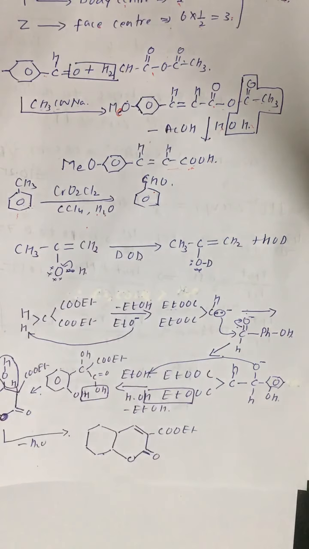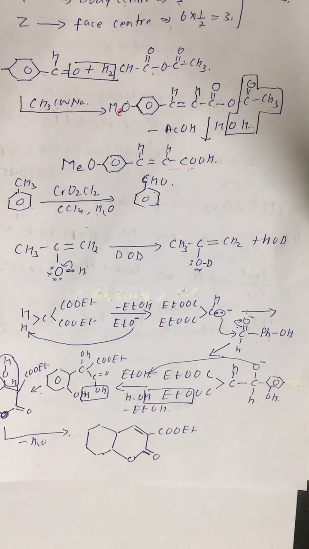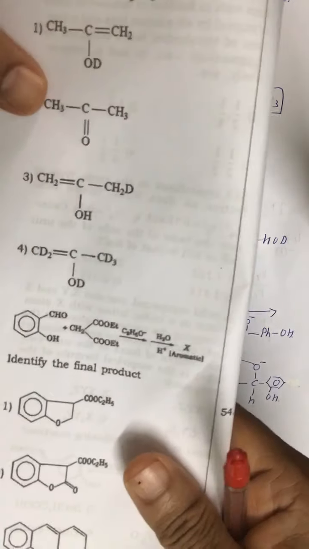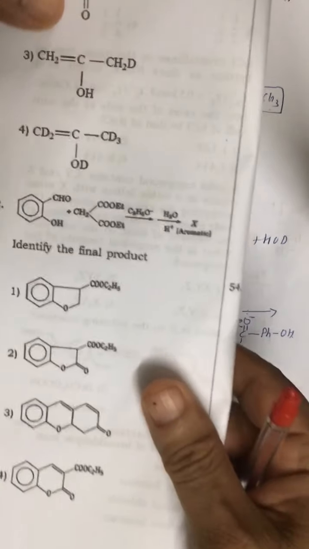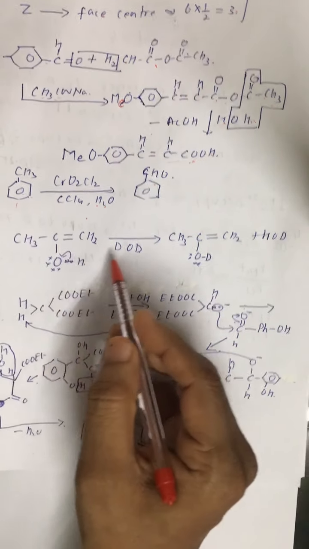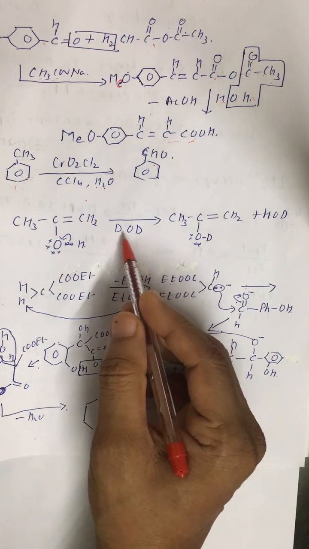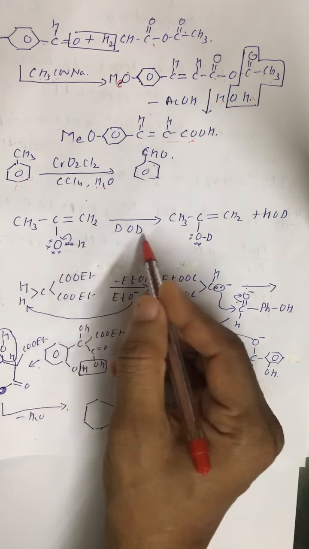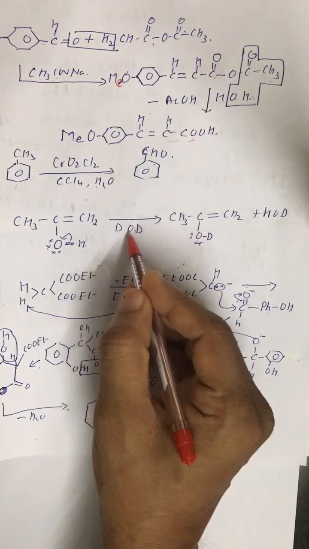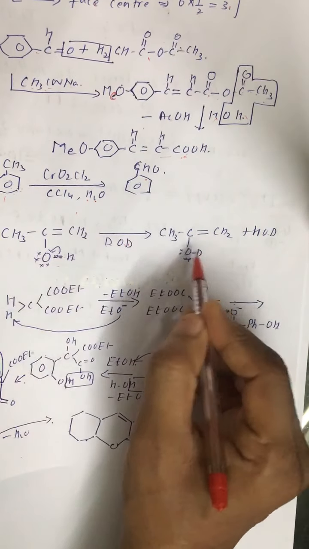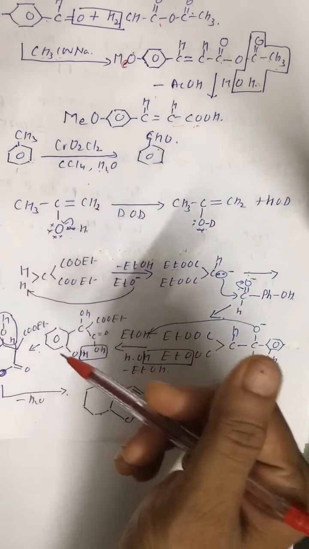Look at question number 51. The enol form of acetone after treatment with D2O gives. Enol form of acetone is this, alright, and if it is treated with the D2O, this hydrogen gets substituted by D. So this is converted to HOD and this is converted to this compound. Alright, 51, correct answer is first option.